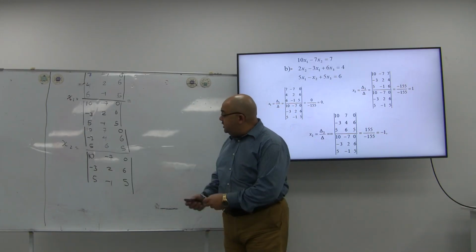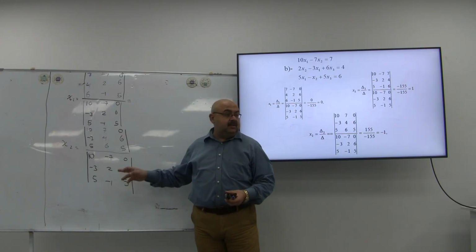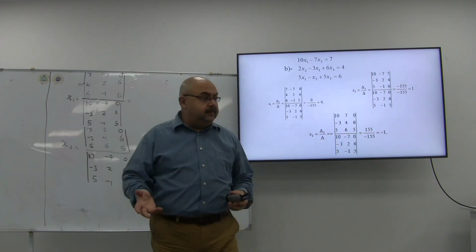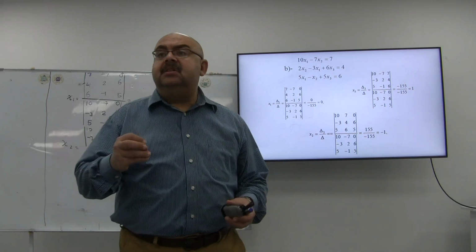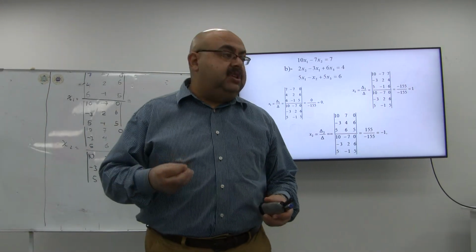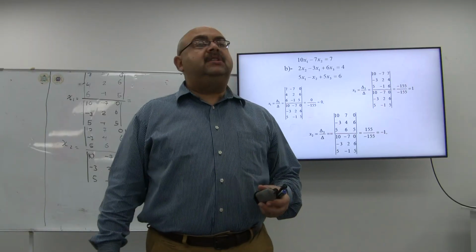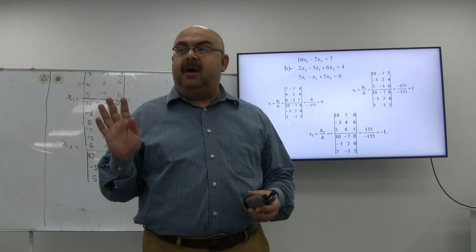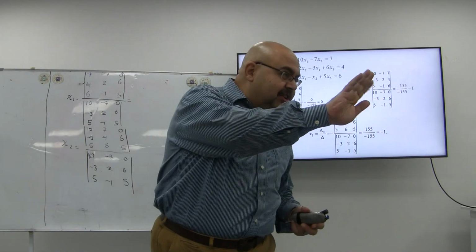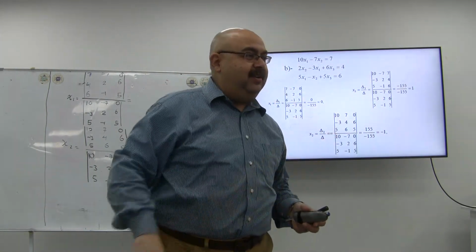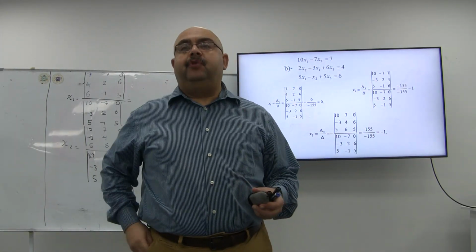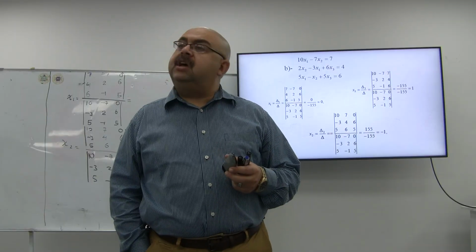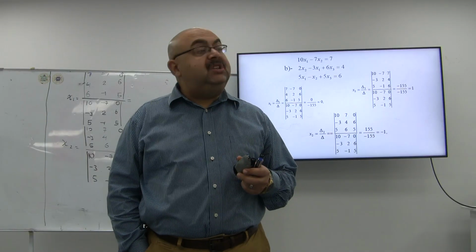I will do exactly the same, but replacing the last column with the results column. This is the simplest way to see Cramer's. As you can see, to solve a 3 by 3, I ended up dealing with 4 determinants, each one of them 3 by 3. Can you imagine if I have a 4 by 4 system?